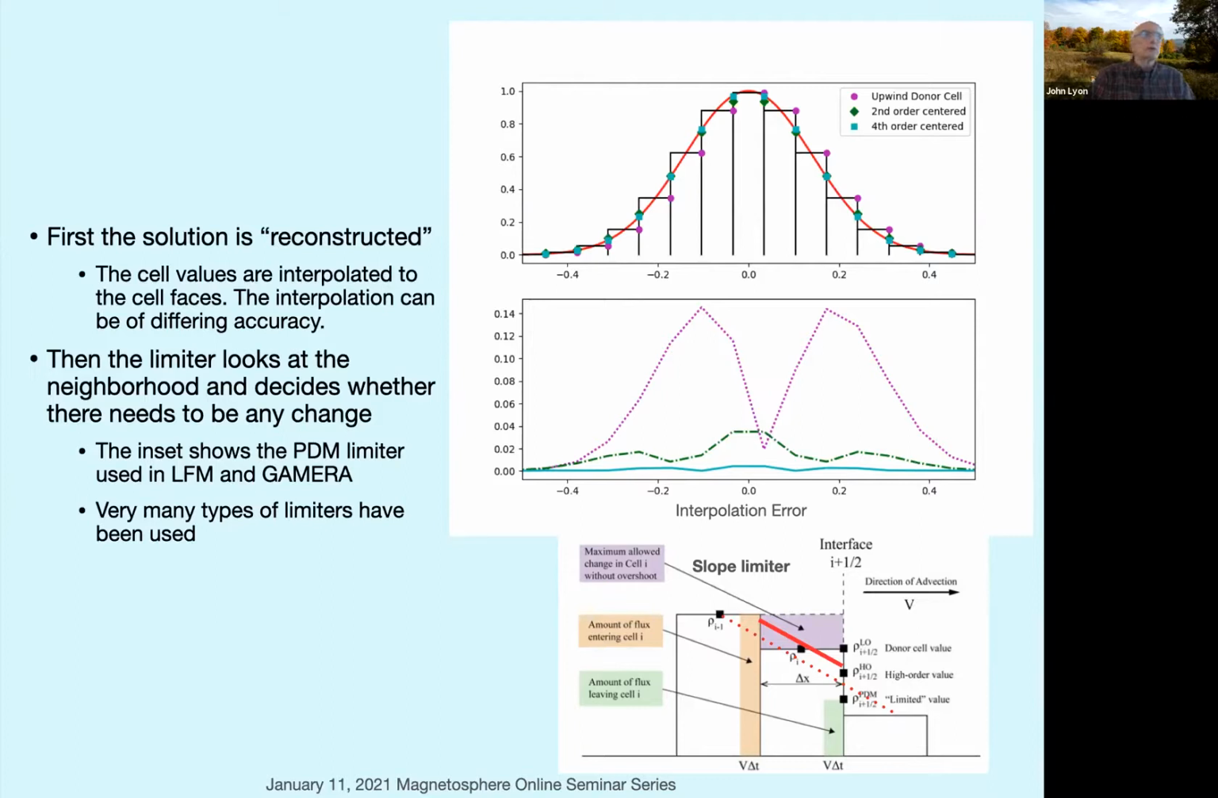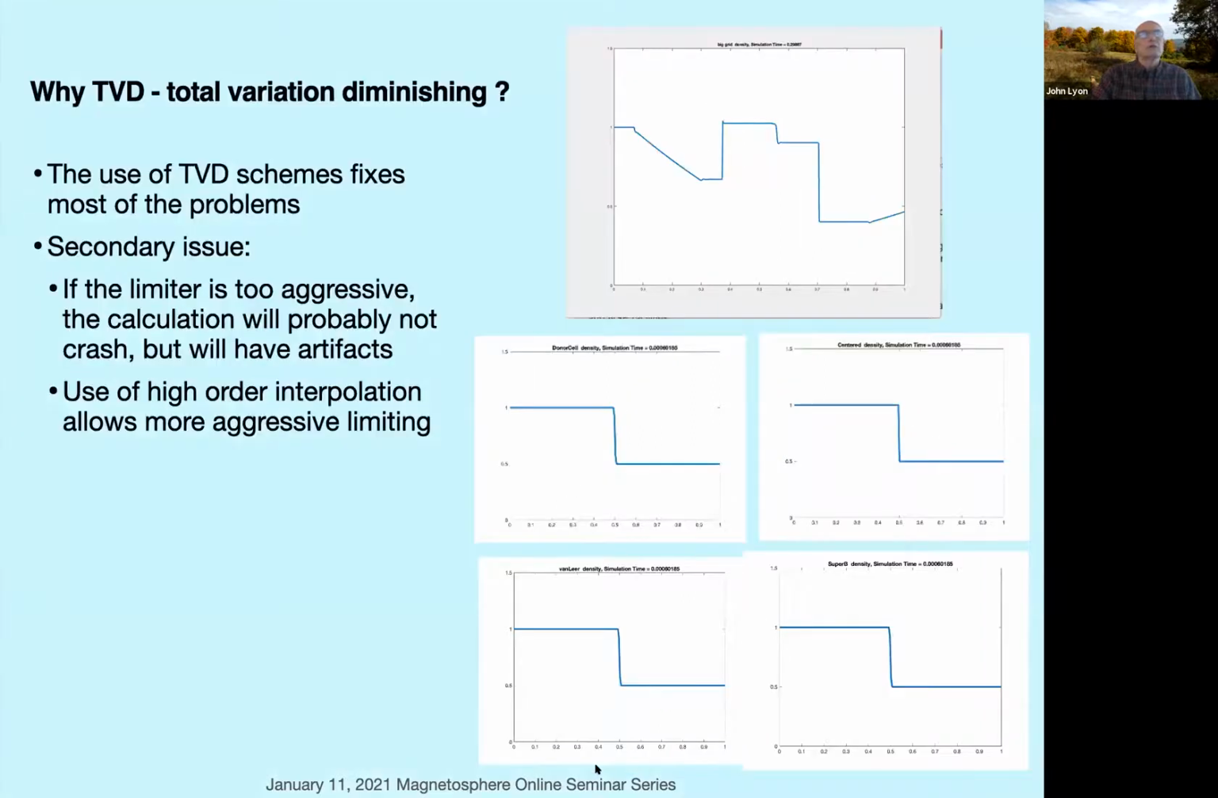And there are various ways that you do this. Last time I looked, there were probably 40 or 50 different ways of doing this. So if you do this, you actually end up with something pretty reasonable. This is a numerically second order scheme with TVD limiters.